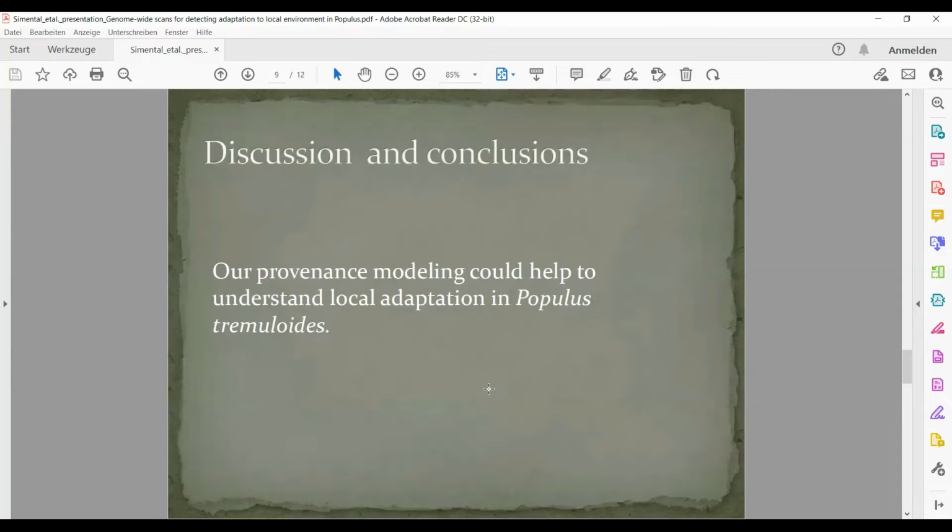So the discussion and conclusion is very short. Our provenance modeling could help to understand local adaptation in Populus tremuloides in Mexico.